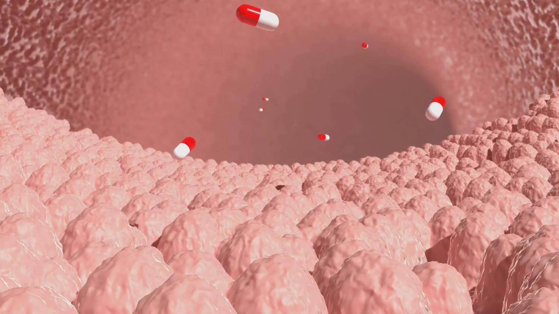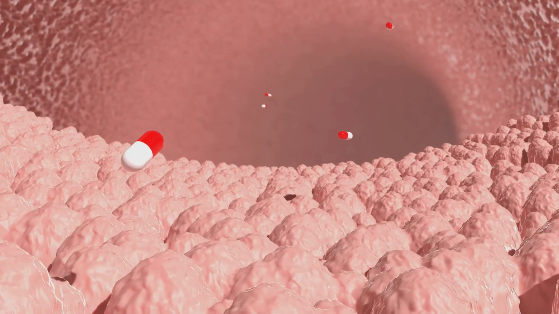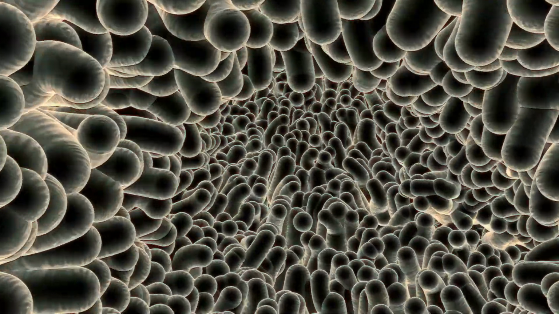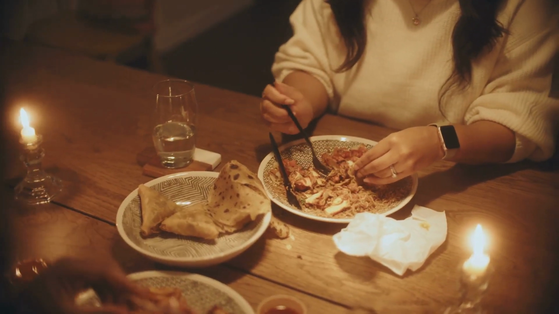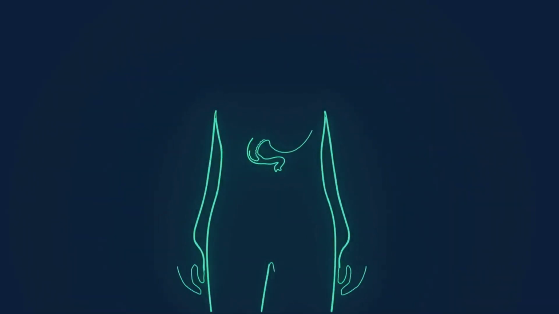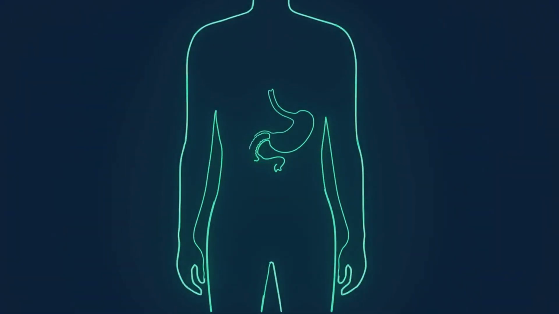The small intestine is where alcohol absorption primarily occurs. Ethanol's small molecular size allows it to easily pass through the intestinal walls and enter the bloodstream. The rate of absorption can be influenced by various factors, including the presence of food in the stomach. Food slows down gastric emptying, which in turn slows down the rate at which alcohol enters the small intestine.